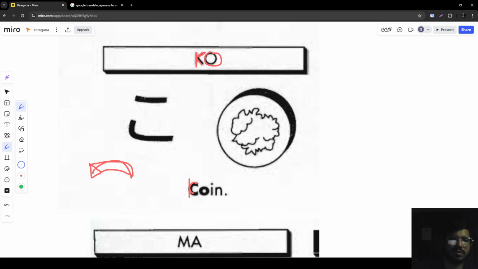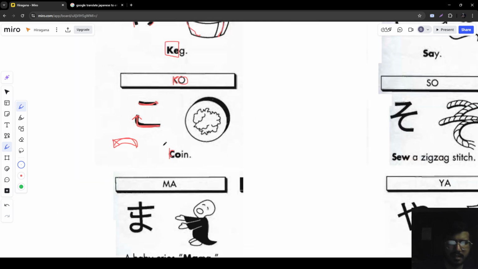So this one is a koi fish. This is another koi fish. Two koi fishes. Remember it that way. Okay, got it.